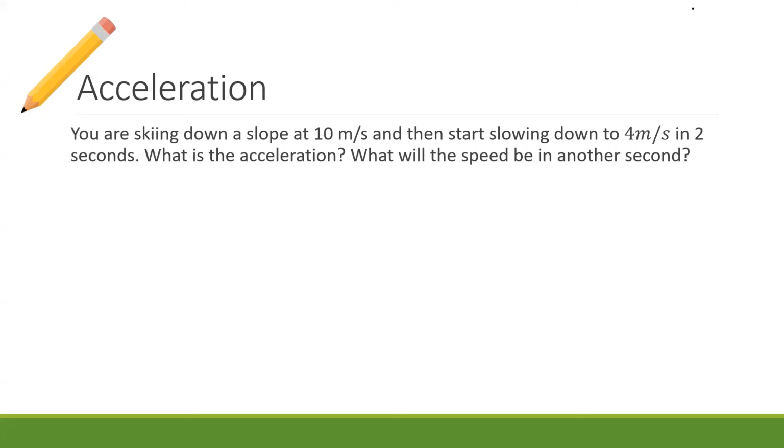All right, so you are skiing down a slope at 10 meters per second, and then you start slowing down to 4 meters per second in 2 seconds. What is the acceleration? What will the speed be in another second? So I want you to jot that down, and then we're going to solve it.